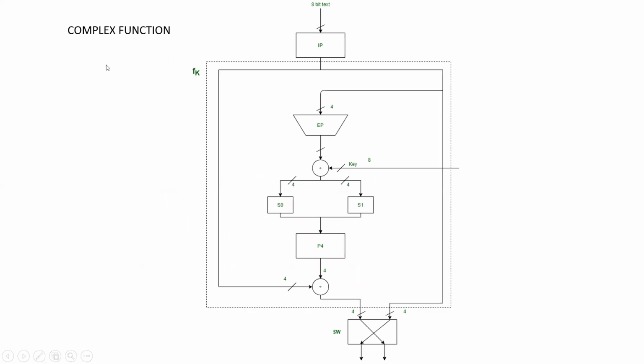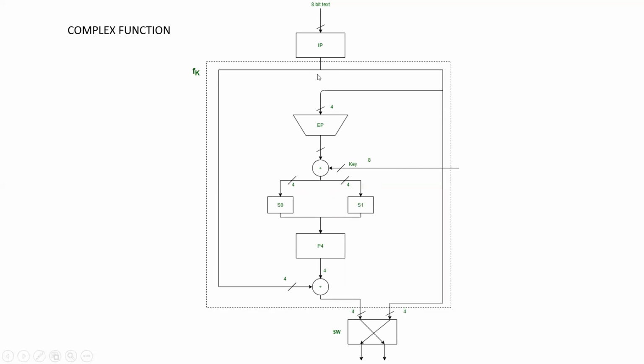And this is the complex function. This complex function again has 3 subparts: the expansion permutation, S boxes, and permutation P4. So the first step is, after getting the 8-bit text, we perform the initial permutation that we have discussed previously, and that is given as the input to the complex function.